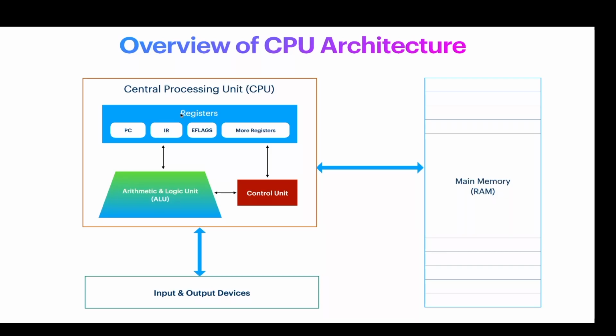Then you have registers. Registers are memory locations. These are available inside the CPU. These are extremely fast both for storage as well as retrieval by the CPU.